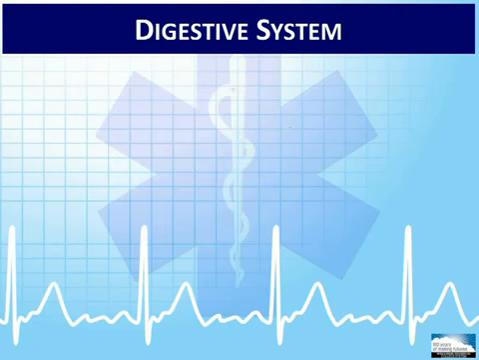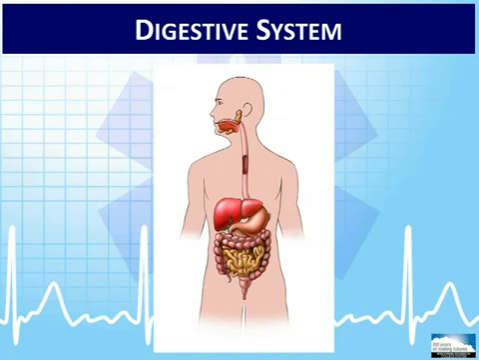Next on our list is the digestive system. The purpose of the digestive system is pretty simple. It supplies our bodies with nutrients. We consume food and drink. The digestive system absorbs fats, proteins, carbohydrates, vitamins, minerals, and other nutrients, and it dispels of the waste.